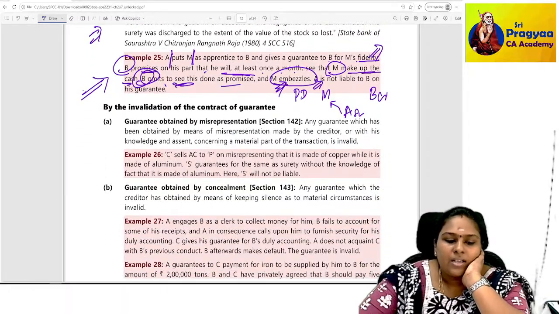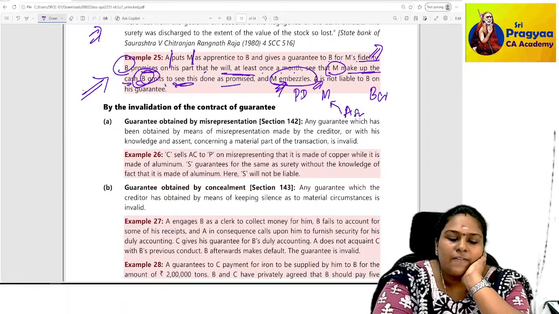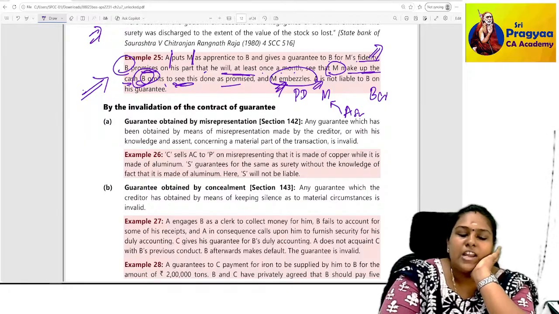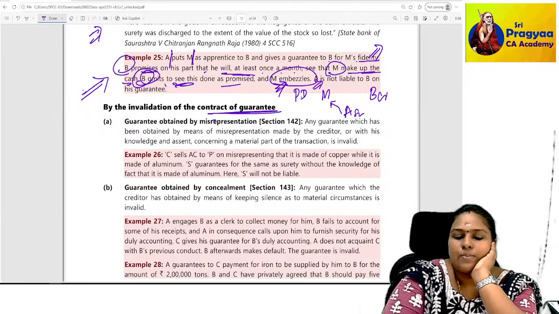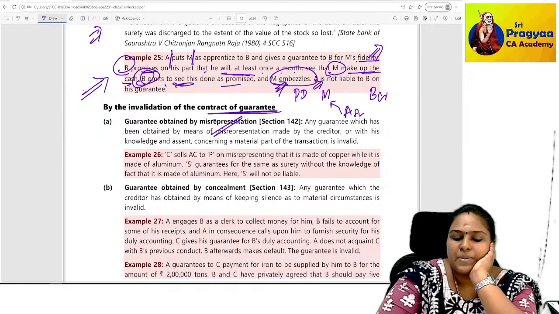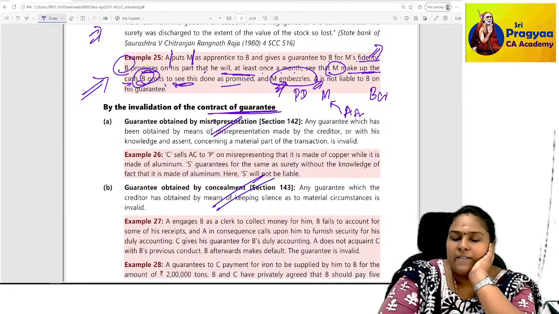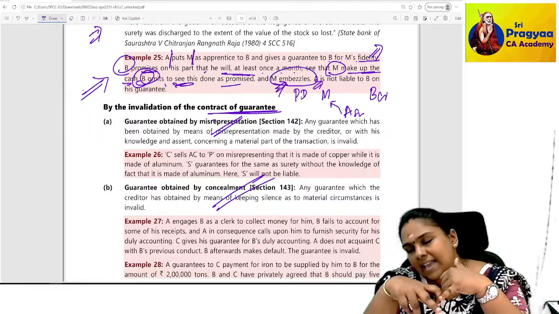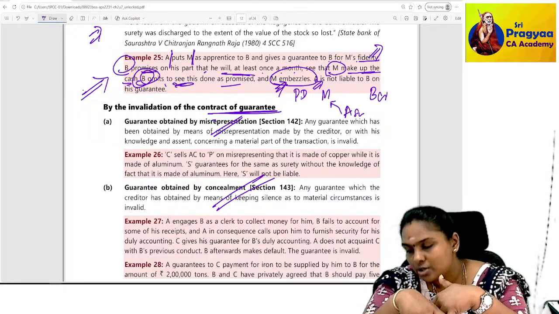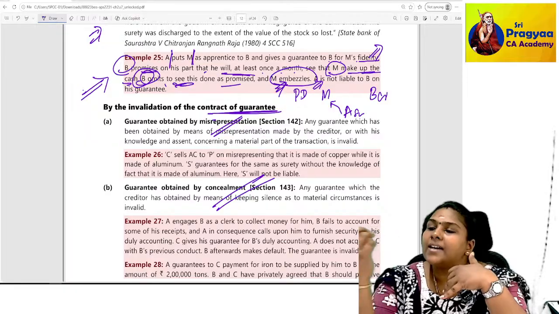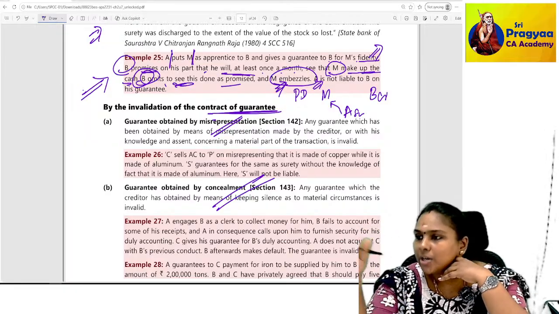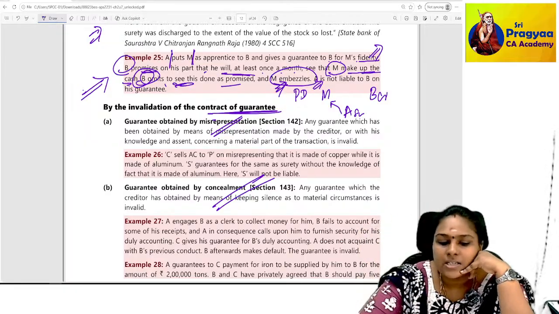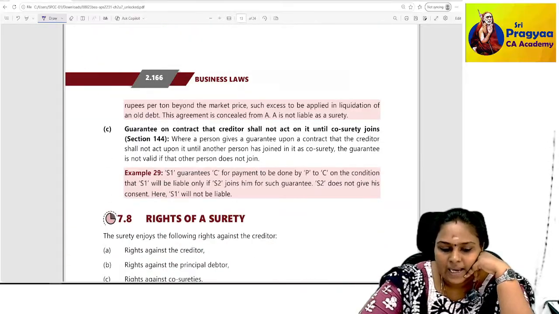Next one, by the invalidation of contract of guarantee. Now, in what all cases can a guarantee become invalid? In case of misrepresentation and concealment, which has already been covered. So if you misrepresent and bring someone in to be a surety for the guarantee, or conceal some fact and make him stand as a surety, in both cases the guarantee becomes invalid.